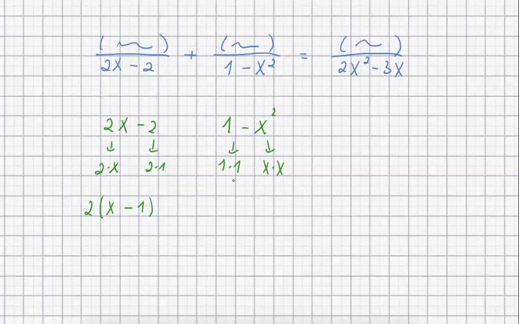Do we have anything in common? No. No. Okay, let's continue. 2 times x times x. 3 times x. What's common? The x's. Okay.